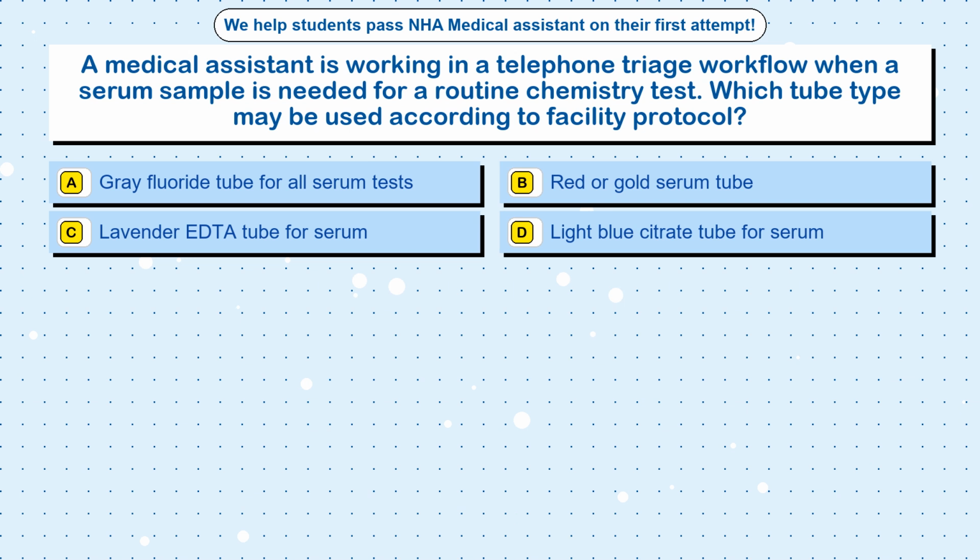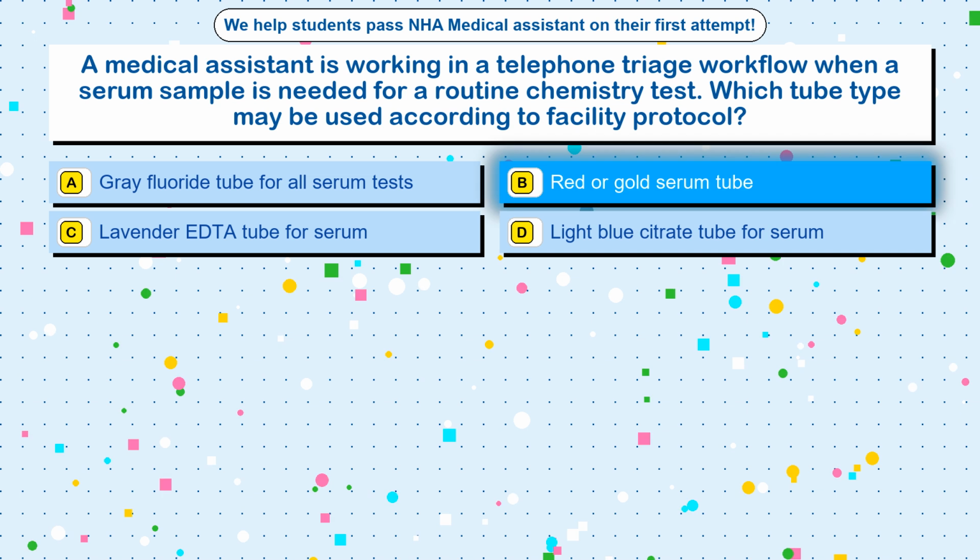Question 77. A medical assistant is working in a telephone triage workflow when a serum sample is needed for a routine chemistry test. Which tube type may be used according to facility protocol? Option A, gray fluoride tube for all serum tests. Option B, a red or gold serum tube. Option C, lavender EDTA tube for serum. Option D, light blue citrate tube for serum. The correct answer is option B, red or gold serum tube.